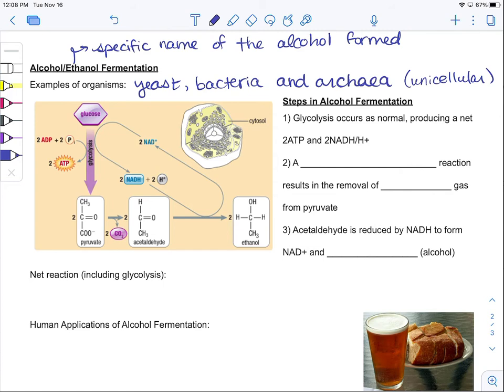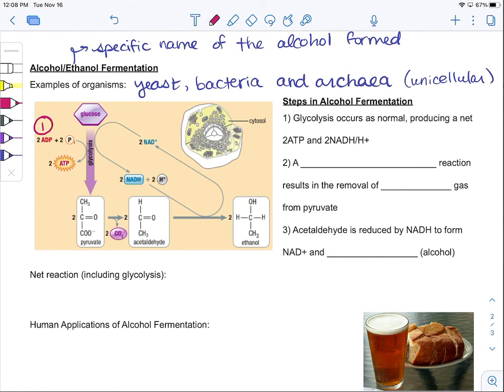So a few steps that I'd like to go over here, and we'll reference that diagram on the left. I've tried to break it down into essentially 3 steps, similar to what we did with pyruvate oxidation as well. So in step 1, we have glycolysis occurring as normal, so no change about that. We know already that that's going to produce 2 ATP and 2 NADH and H pluses. So this is just our glycolysis step, splitting up glucose into pyruvate.